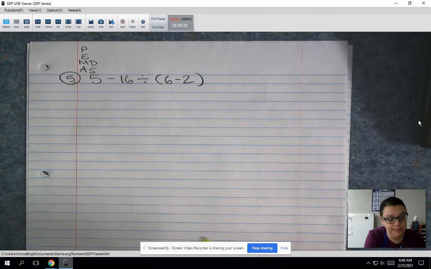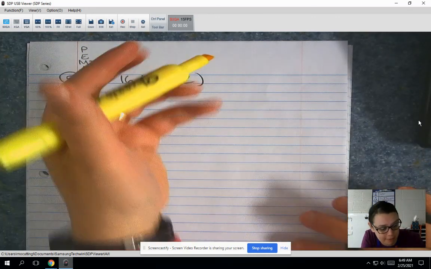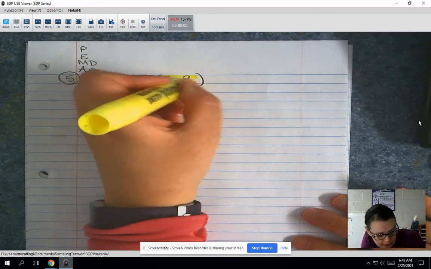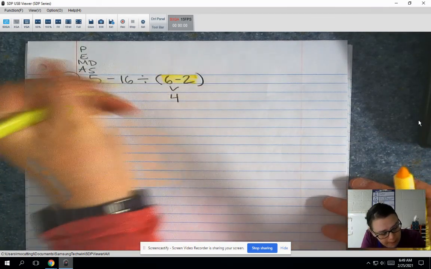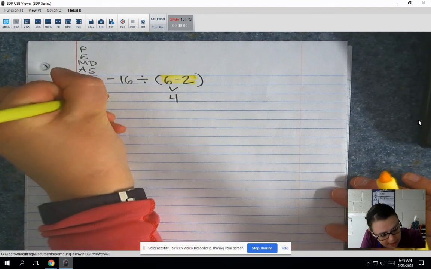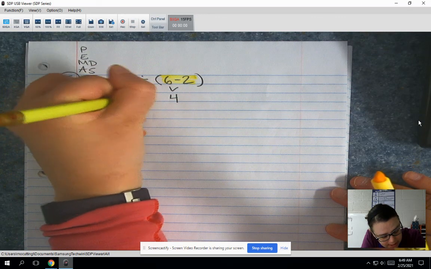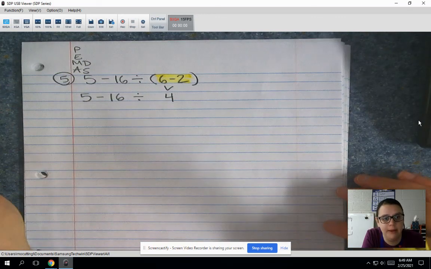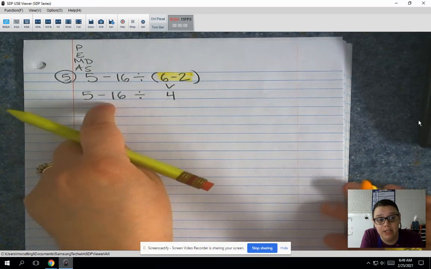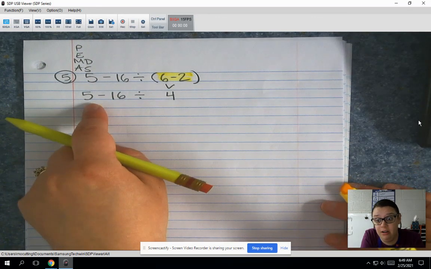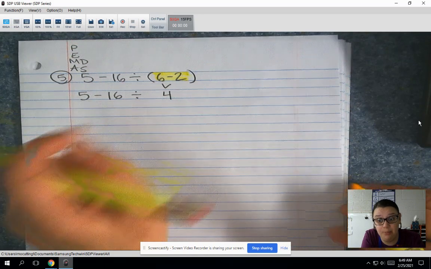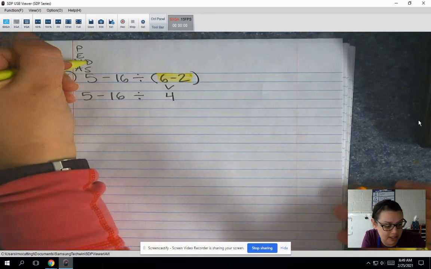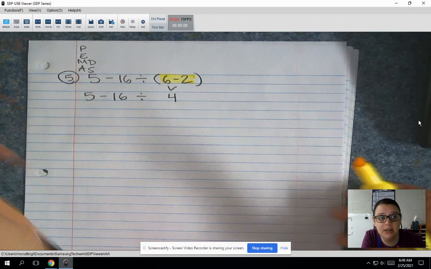And welcome back. So I have parentheses, so I need to start with that. 6 minus 2 is 4. I'm going to copy down everything I have left. 5 minus 16 divided by 4. Okay. If I wasn't following the order of operations here, I'd run into a situation because 5 minus 16, that's a negative number. Good thing I need to divide before I subtract.